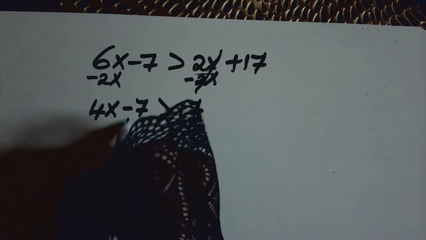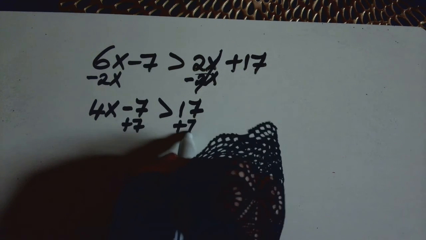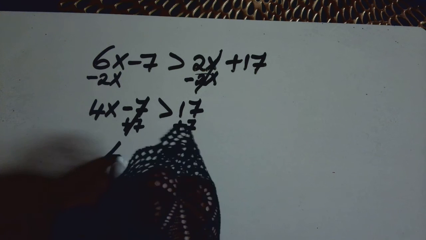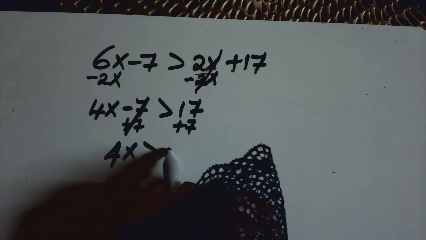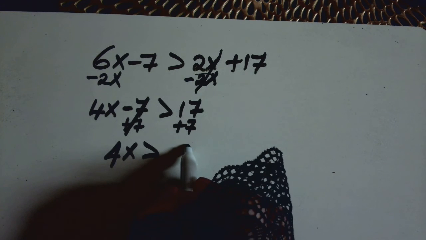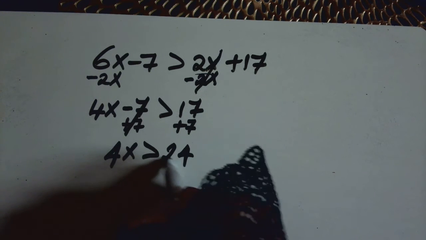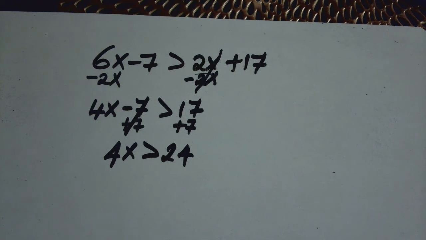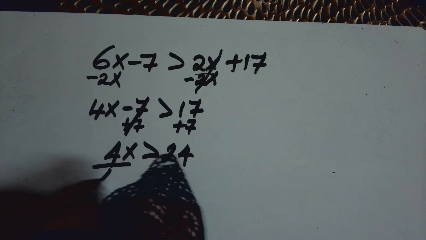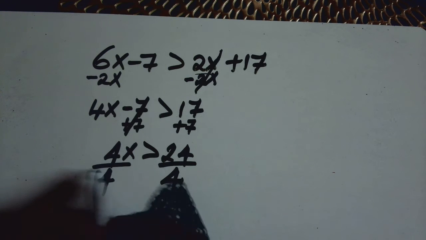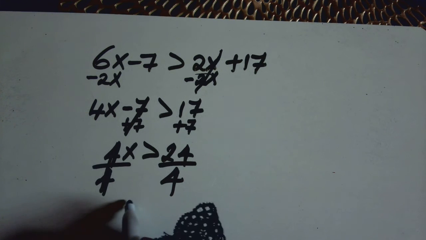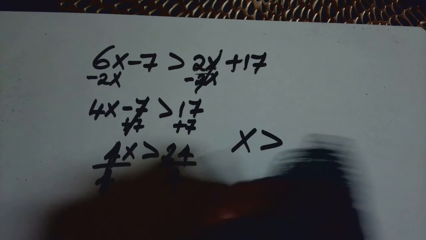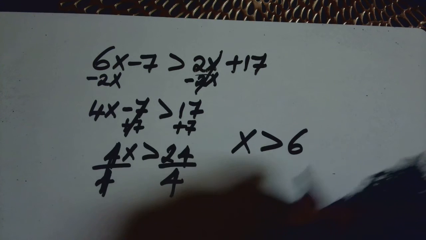Okay, so plus 7. So plus 7. So now I've got 4x is greater than, what is that, 7 and 17 is 24. Okay, and now we are going to go ahead and divide by a positive 4. So since this is positive and it's not negative, we don't have to worry about flipping the inequality. So x is greater than 24 divided by 4 is 6.